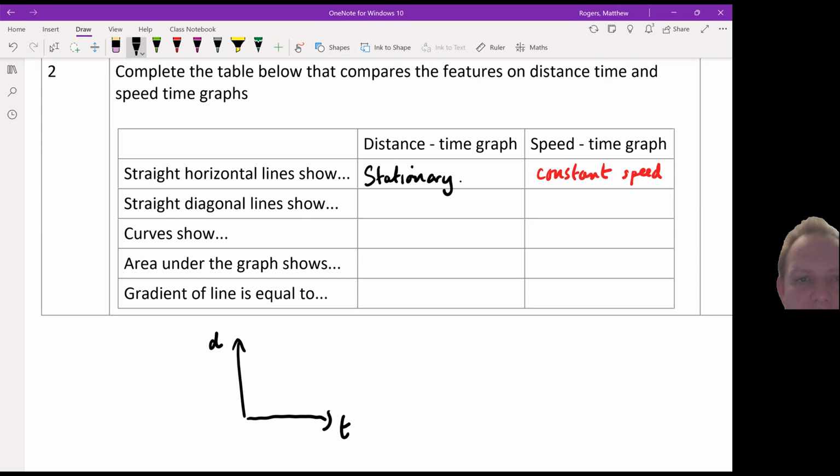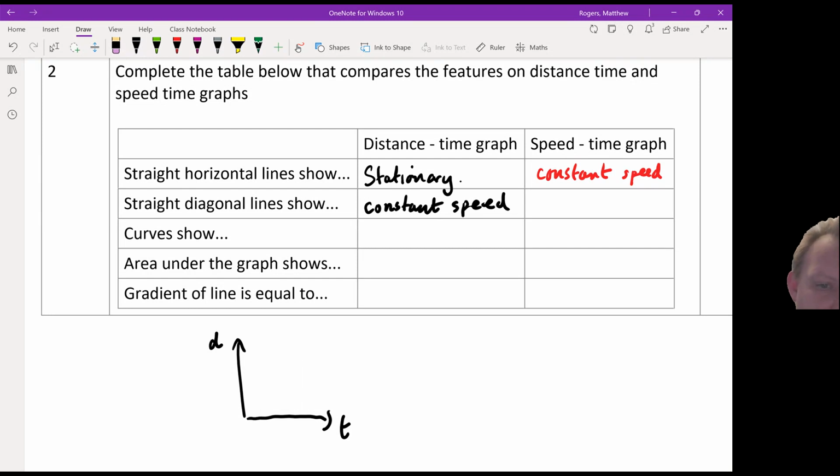Second one, a straight diagonal line. So we could draw a straight diagonal line in like this. On a distance time graph, this means that in equal intervals of time, we're traveling the same distance. That implies it is going at a constant speed.